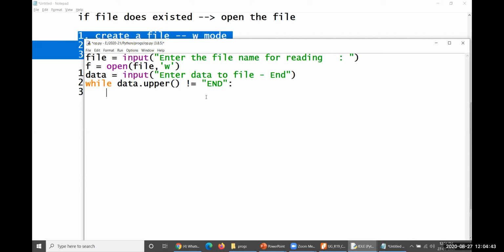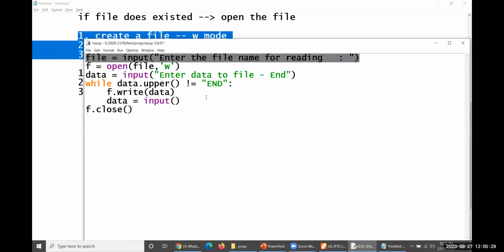Until then, you have to write onto the file: f.write of data. Here the data is not converted into uppercase. Whatever data you have typed, the same data will be placed onto the file. After completion, when you think your data has been written, you again have to take the same kind of input here. Take the input, next line, and so on. However many times you are trying to introduce, you can take it. After completion of that, f.close. I already told you, you must close that particular file.